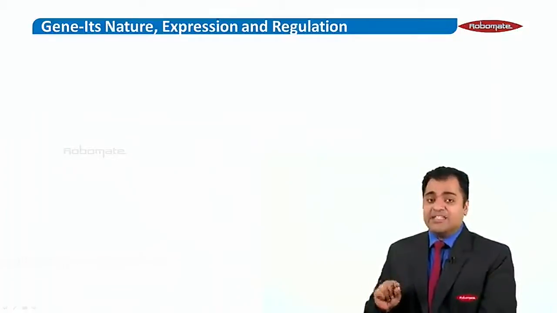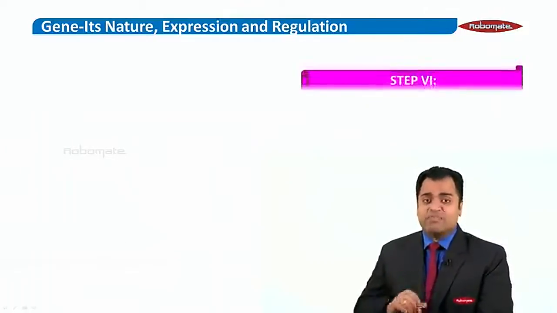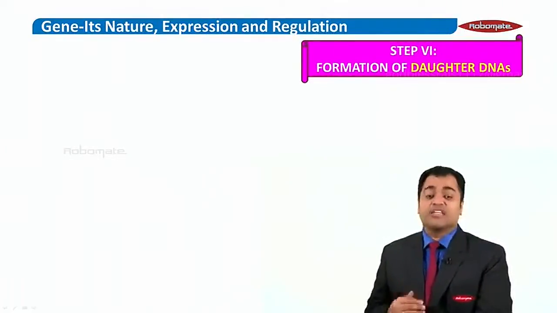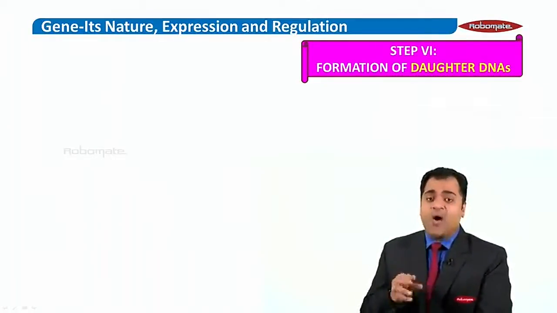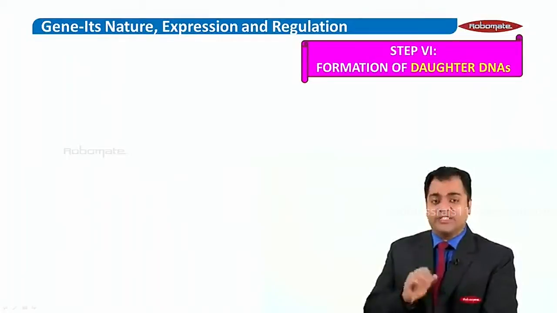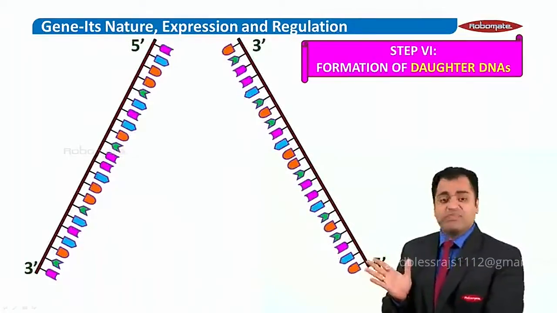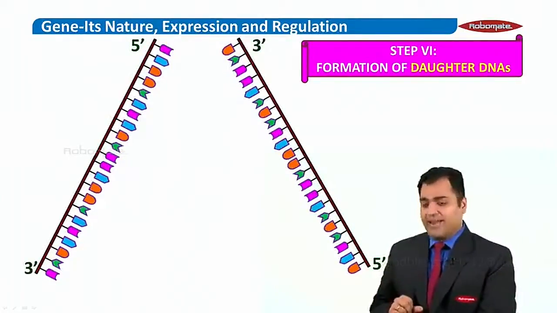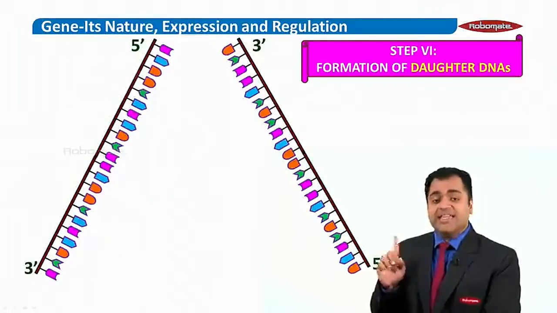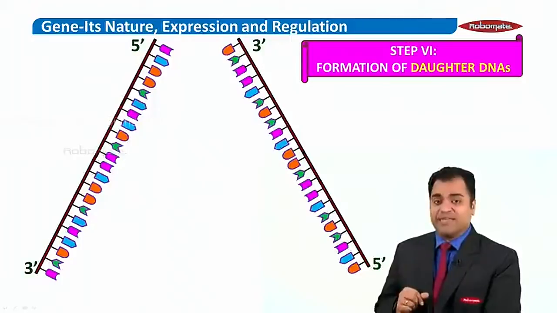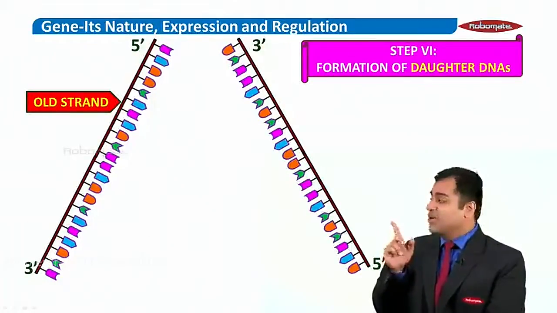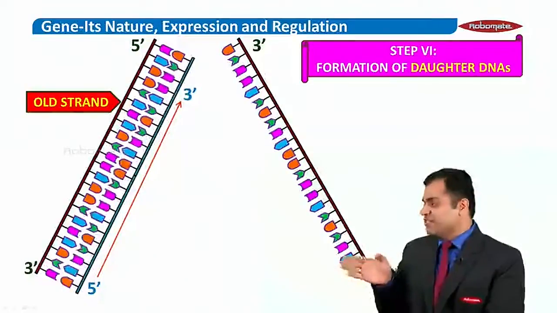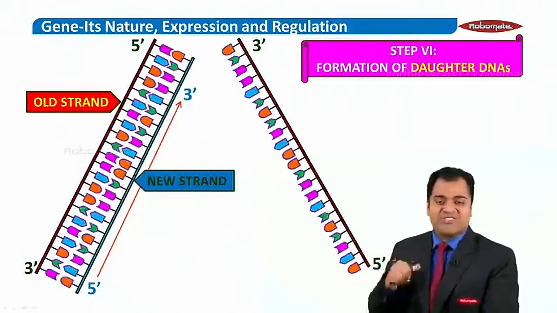Okay. In this module, I'll be talking about the 6th part of the replication process called formation of daughter DNAs. Let us see how are finally the daughter DNAs formed. You remember this picture from last time, right? Correct? Okay. What are these? These are two old strands coming from the parent molecule. Yes, I'm going to call that strand the old strand. And on this old strand, I just built a 5' 3' new strand.